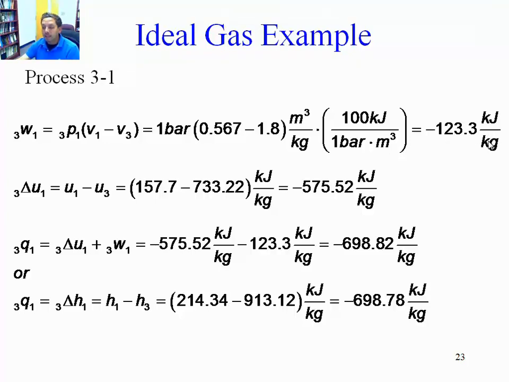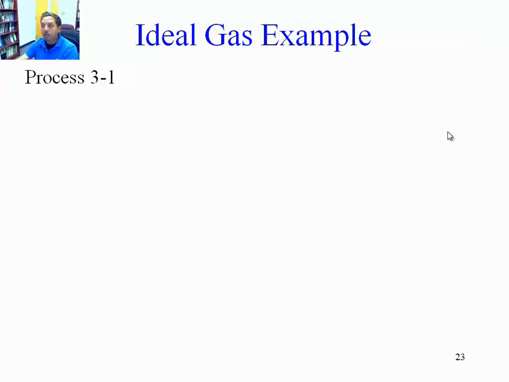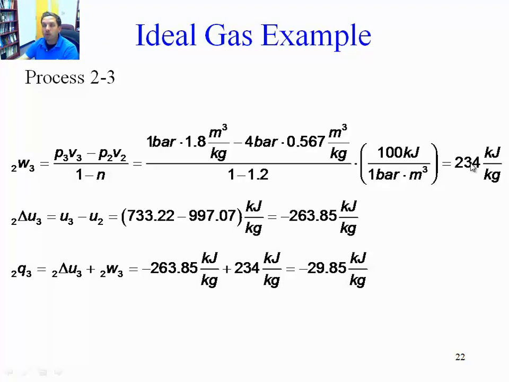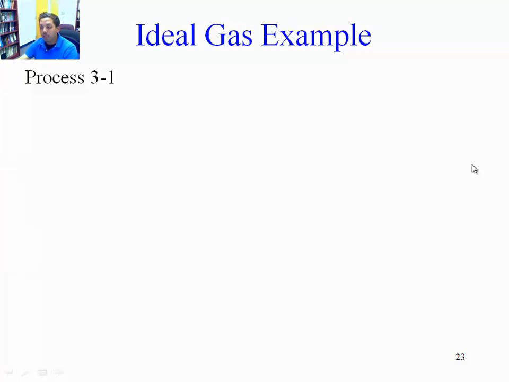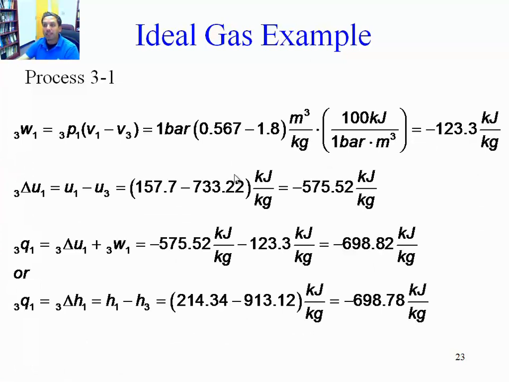That is definitely smaller in magnitude than the previous one of 234. That's why the net amount of work is going to be positive. The positive work is larger than the negative work in the cycle. Delta U from 3 to 1 is a change of energy. 157.7 minus 733.22. That's minus 575.52. Obviously a negative amount of energy change because the temperature went from 952 at state 3 to 300 Kelvin in state 1.